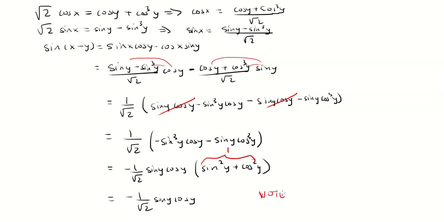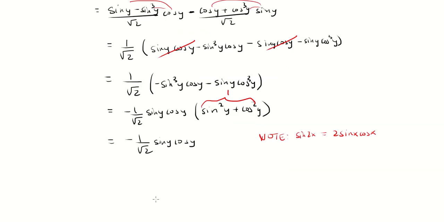Note that sine 2x is equal to 2 sine x cosine x. We already have sine y cosine y, so what we need to do is double the angle and then multiply by 1/2, the fraction. Okay. So this is going to equal sine of x minus y.